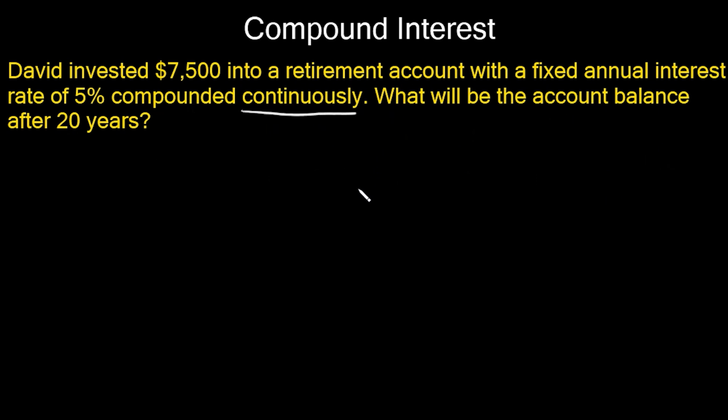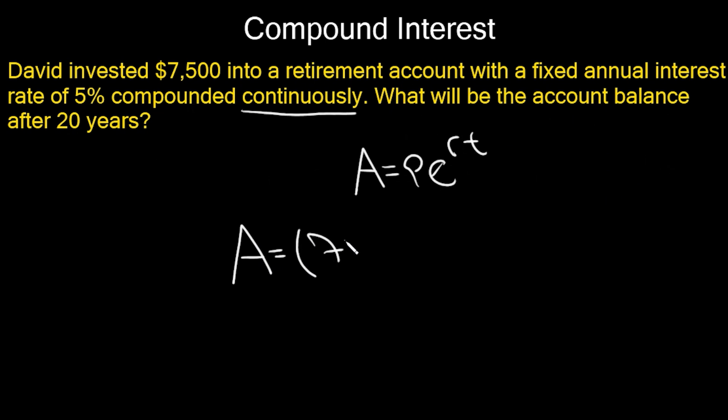So that formula is A equal to P times e to the power of r times t. From here, all you're doing is simply plugging in these values. It's asking what will be the account balance after 20 years. So when we plug it in, A is equal to our principal amount, or initial amount, that's $7,500. So $7,500 times e, and again, e is a number, it's about 2.71, but you should have that on your calculator, so you don't have to round it.